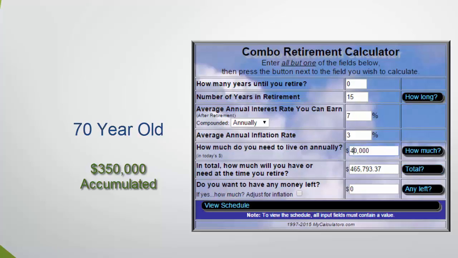And let's say that they say, okay, well, we only need to accumulate, or we only need to live on and withdraw about $30,000 annually. How does that change our numbers? Okay, right there. That's all they need to do.